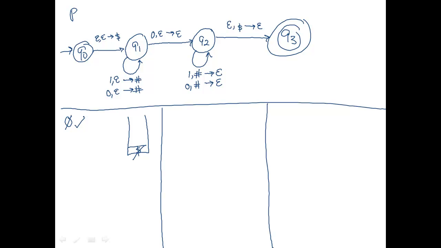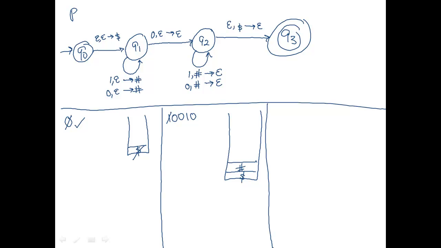Let's try another string. Let's try a slightly longer one. Let's use 1 0 0 1 0. That sounds good. I need a bigger stack for this one. I start up my machine in Q0. I add a $ sign to my stack by reading nothing either from the input or from the stack, and I'm in state Q1. In state Q1, I'm going to read a 1 from my input, nothing from my stack, and I'm going to push a pound symbol.